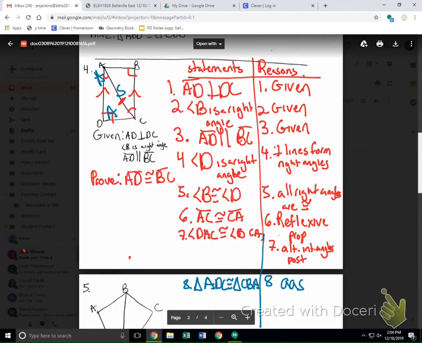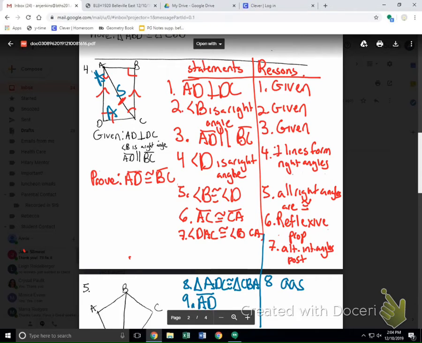So I'm now saying that my two triangles are congruent. But that's not what this is asking me to prove, is it? Right. But to prove any part's congruent, we have to say that our two triangles are congruent. And then our last step is what we learned yesterday.